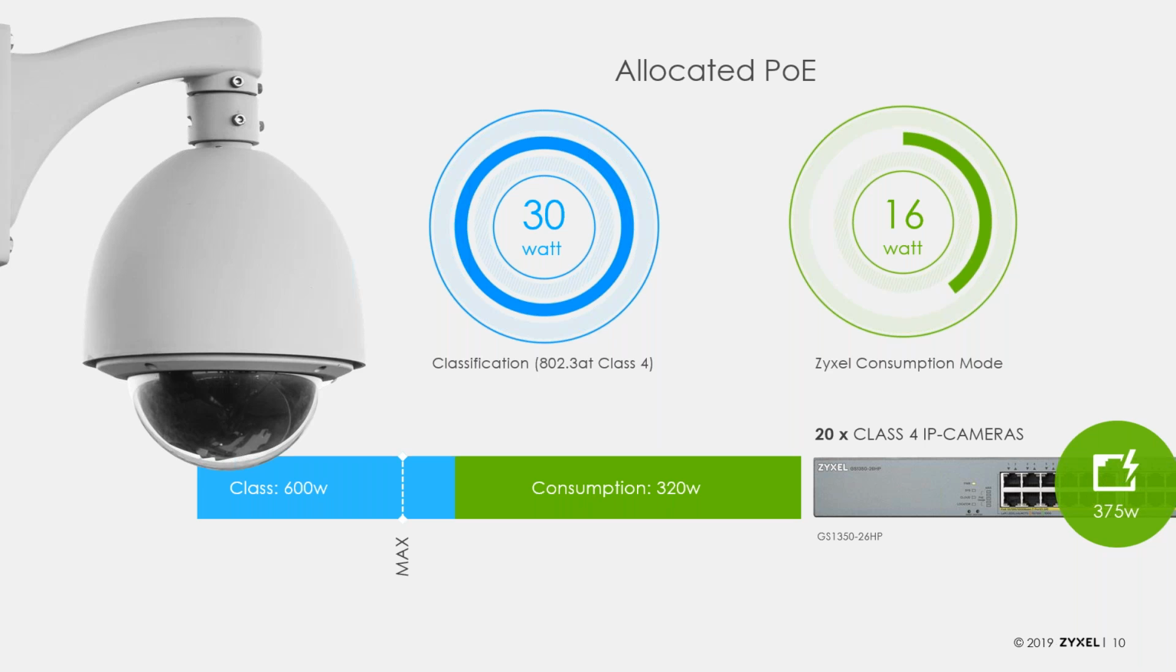Okay, but if you use consumption mode, you find out that the camera actually requires 16 watts instead of 30 watts. That's almost half the classified amount of power. So you can actually install 20 cameras to the switch and only reserve the 320 watt amount of PoE budget, which the cameras actually consume. So the real consumption of the device is consumption mode. And once again, you only need 1 switch. You can more efficiently use the PoE budget of the switch. So very nice feature indeed.